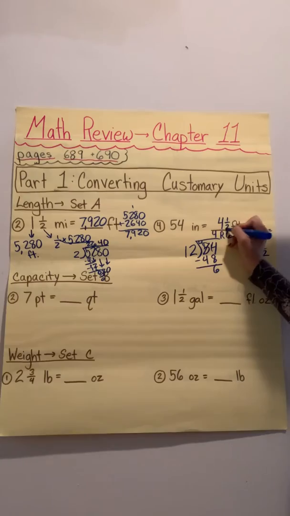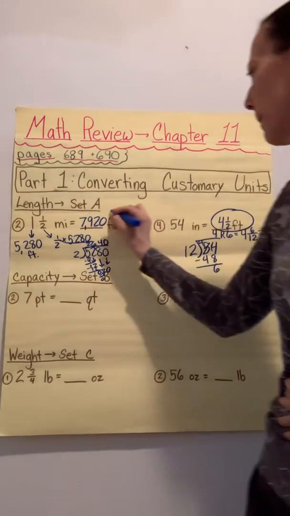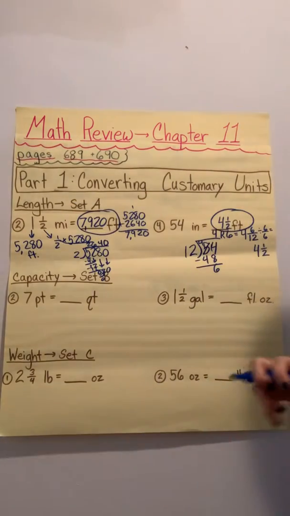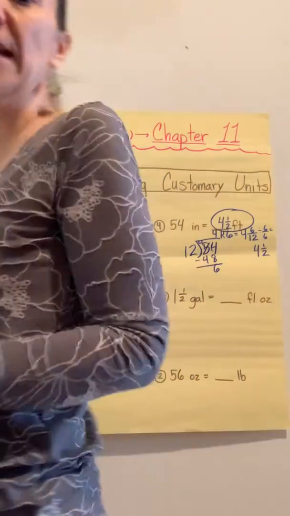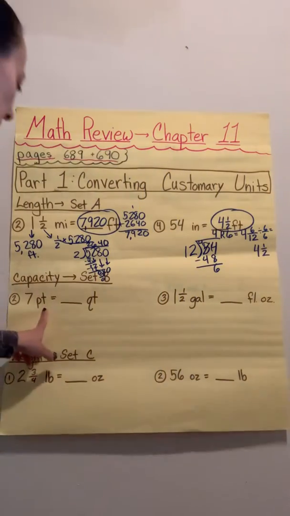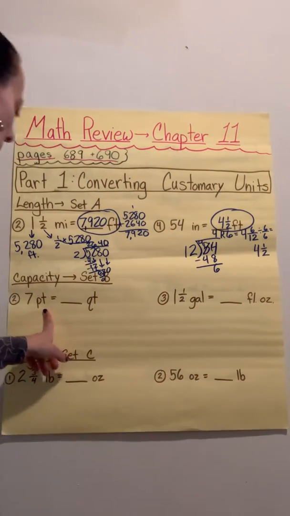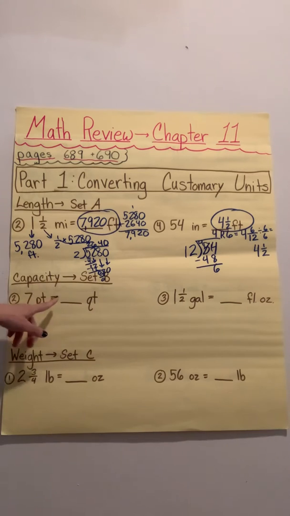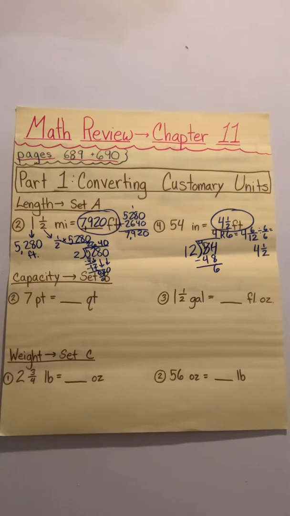54 inches is 4.5 feet. Getting kind of messy here. We'll just circle the answers. Okay, next we're moving on to capacity, still in the customary unit. Okay. 7 pints, number 2, equals how many quarts?